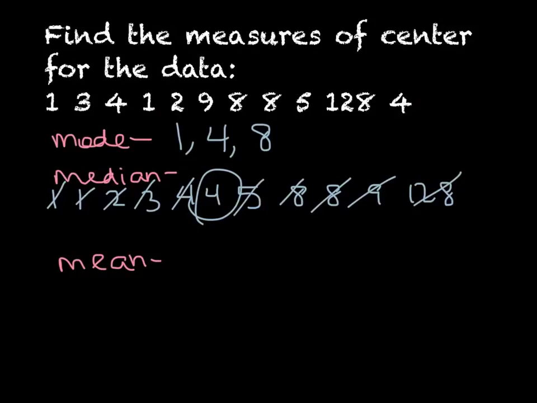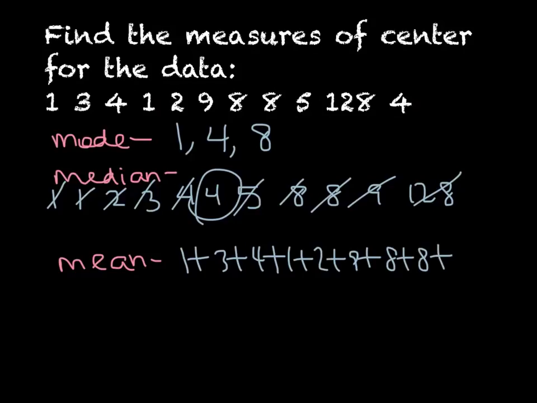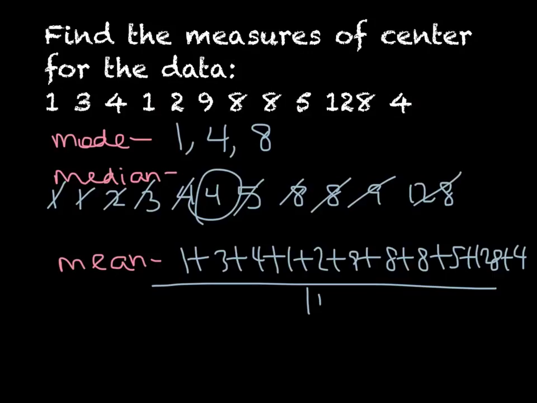Alright, the mean is the sum of all of our numbers divided by the total number of numbers. So that would be equal to 1 plus 3 divided by, we have a total of 11 numbers. And if you do the arithmetic, you find that our mean is equal to about 15.72.